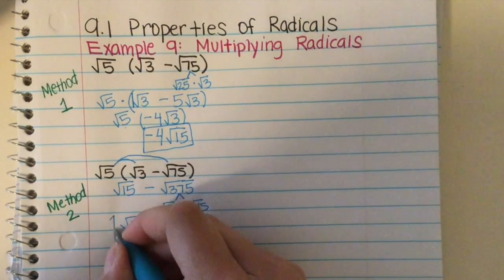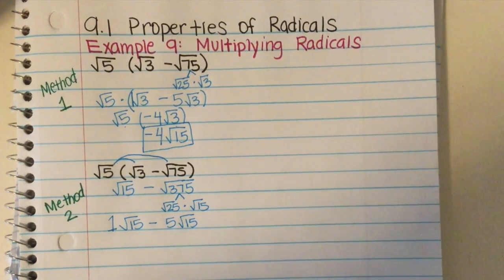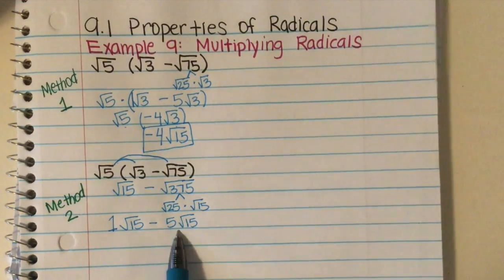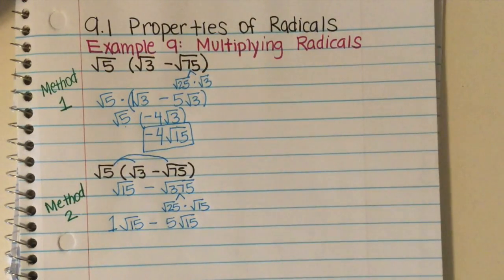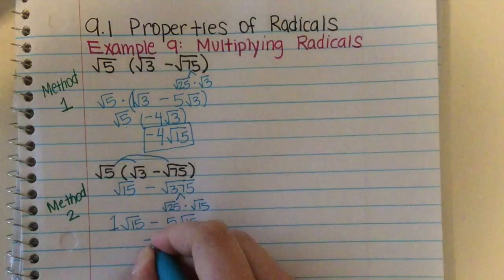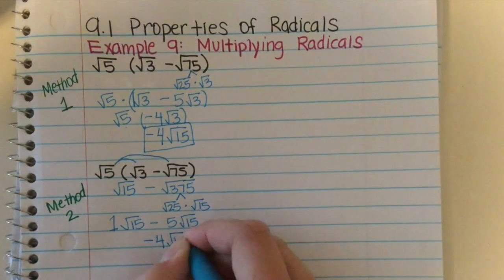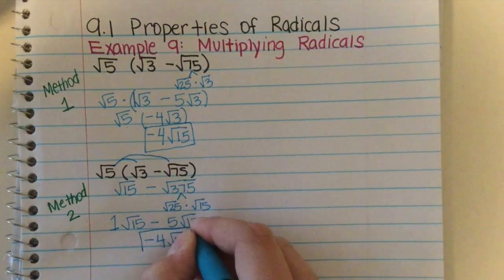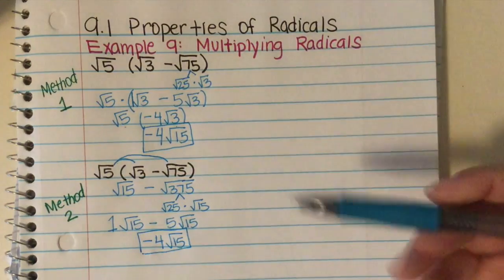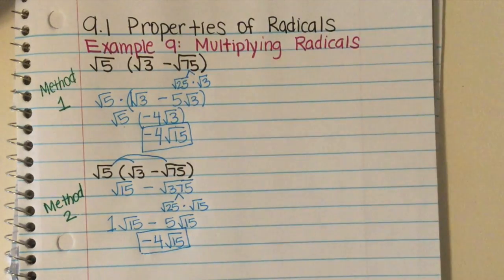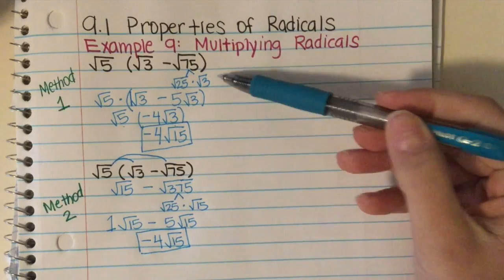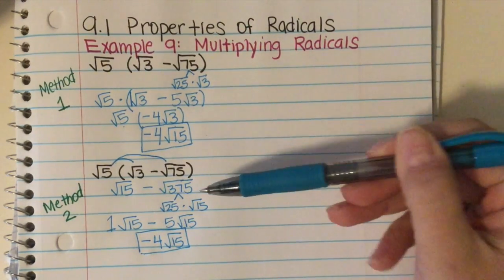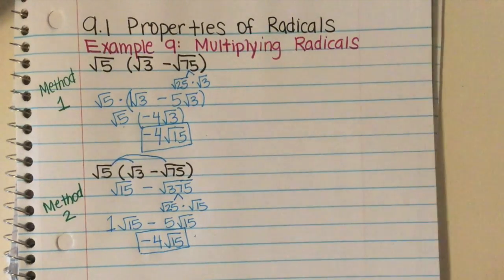Again, even though the 1 isn't here, this is the same as 1 square root 15, so I'm doing 1 minus 5 because I now have like radicals. 1 minus 5 is negative 4, and the square root of 15 stays the same. So notice that I arrive at the same answer. It's just a preference in how you like to solve the problem. If you would rather simplify in the beginning and then multiply, or if you prefer to multiply and then simplify. It's really just your personal preference.